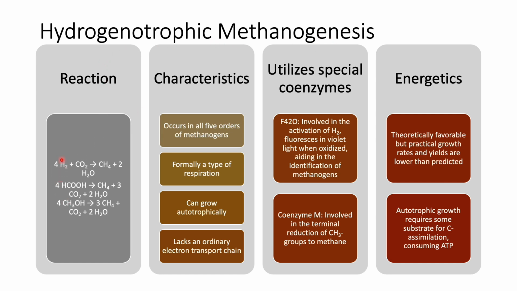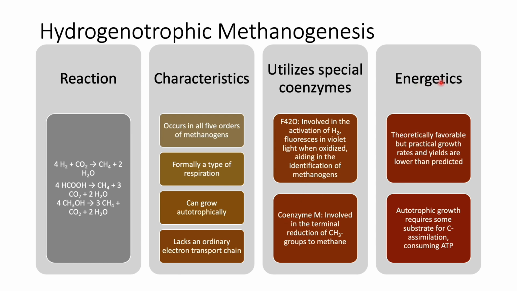That means hydrogen is basically involved in these reactions. The characteristic is that this occurs in all five orders of methanogens, and it is formally a type of respiration reaction. That is the reason we did the comparison between methanogenesis, fermentation and respiration. These microorganisms can grow autotrophically. They lack an ordinary electron transport chain, and that is how this reaction proceeds. It utilizes some special enzymes and cofactors: one is F420 and another one is coenzyme M.